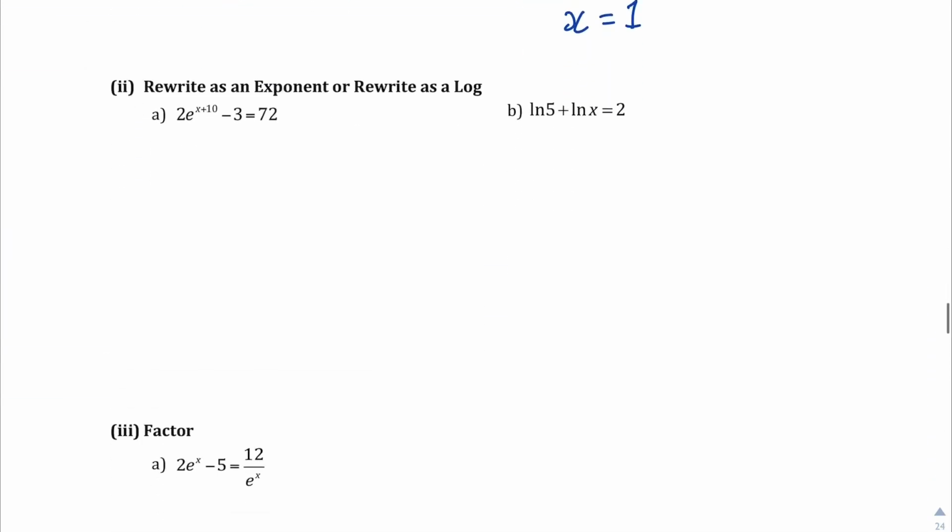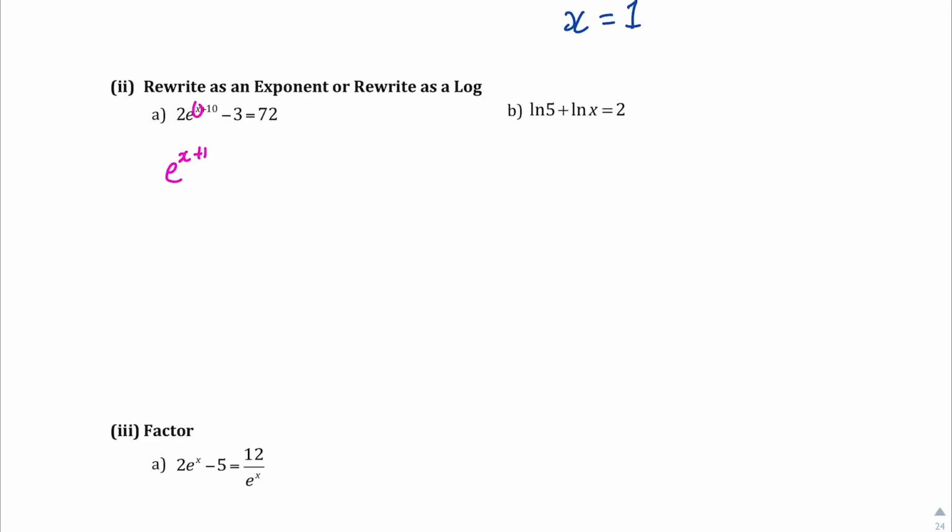Okay, second set of equations, and so in this particular case, we are going to rewrite as an exponent or rewrite as a logarithm. And essentially what this means is we are going to introduce a log to solve, or we are going to convert from logarithmic back to exponential form in order to solve the equations. Okay, so our variable here is in the exponent, and so that's what we're essentially trying to isolate.